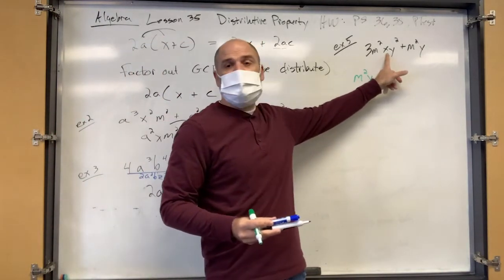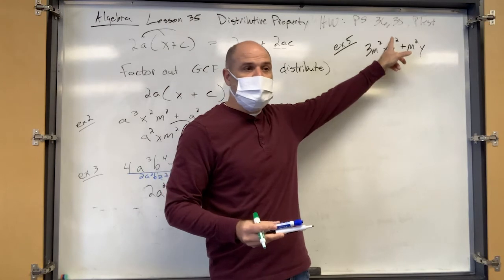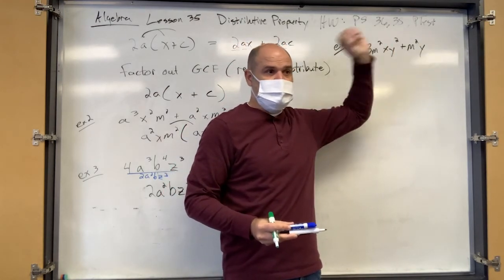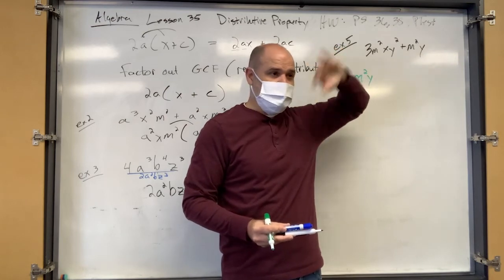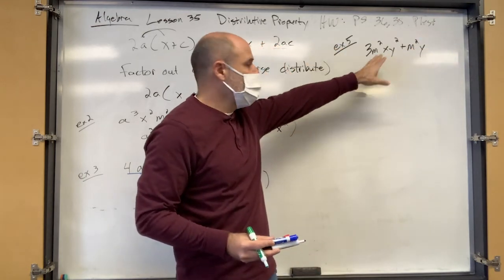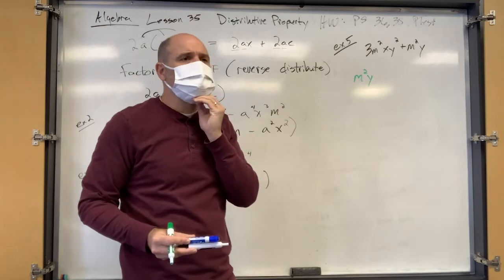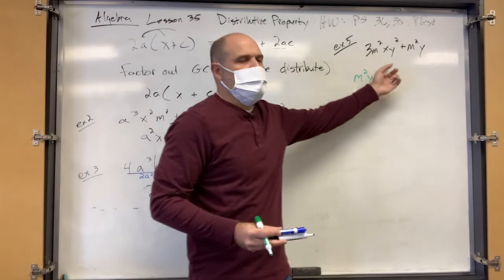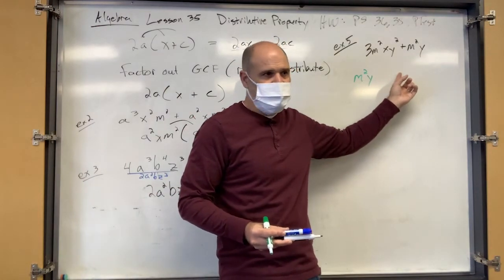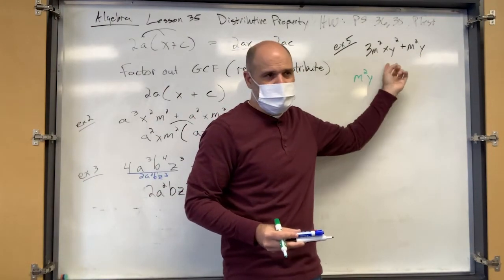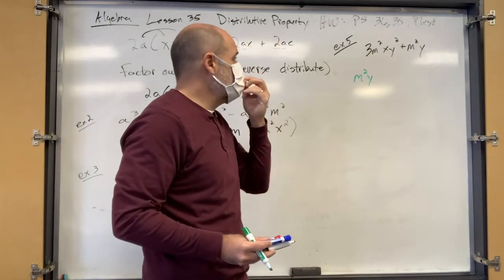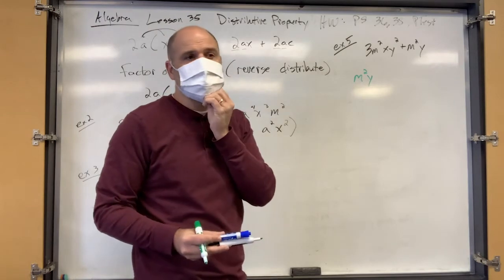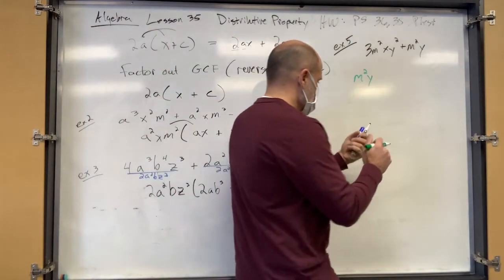Well, this variable X has an exponent of 1. This doesn't even have an X. So the smallest X exponent is 0, which is 1, which you don't have to write. Okay? So whenever you get confused, you can always go back to, well, I'm still looking for what both of these have in common. They don't have an X in common. They have some M's in common and a Y in common. So that's all you can include in the greatest common factor.